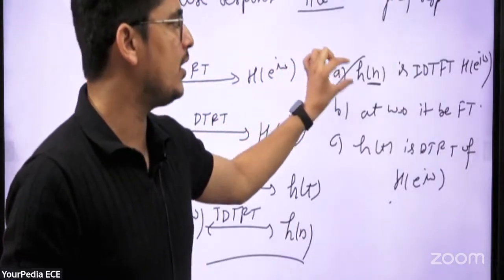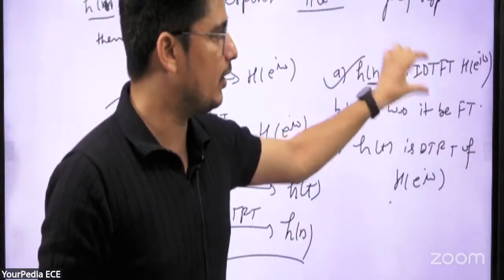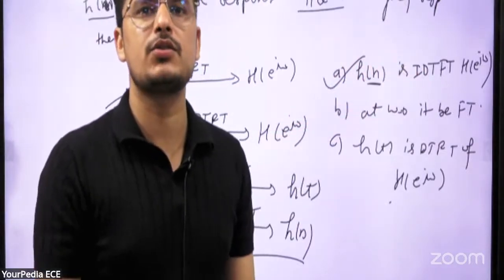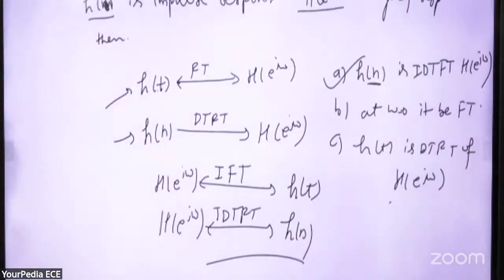h of n is the inverse discrete time Fourier transform of H of e raised to the power j omega. From this information, we understand that this is h of n, and its discrete time Fourier transform is H of e raised to the power j omega. So what we can say is that h of n is the inverse DTFT of H of e raised to the power j omega.